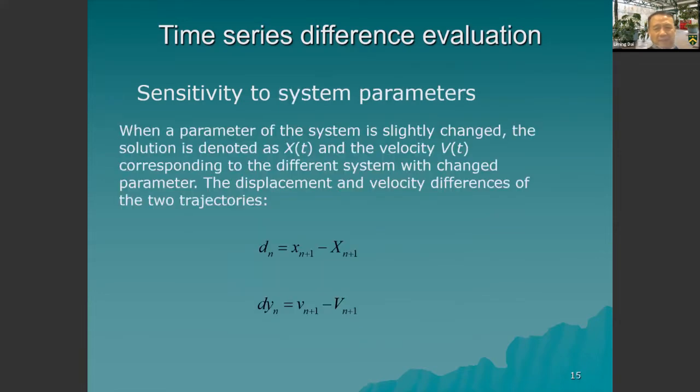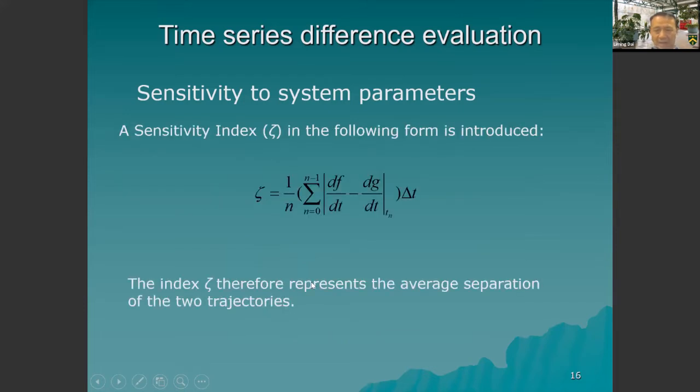If we consider the sensitivity to system parameters, we define all of those, and I have a paper published in the proceedings of the conference, and you can see that, or you can contact me and we can have a discussion.